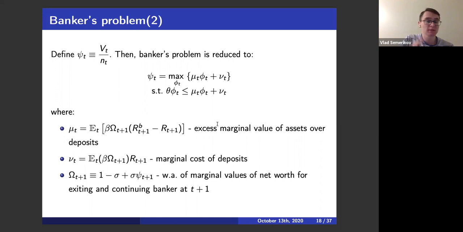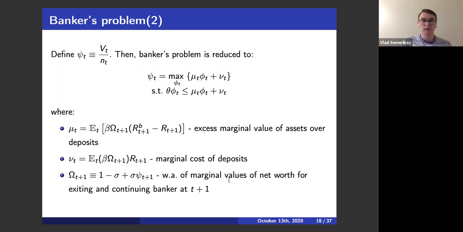Also, let's define, as the authors do, Tobin's Q, the ratio of V_t to net worth, as psi_t. So the banker's problem is reformulated such that this constraint is exactly the incentive compatibility constraint, and mu_t is the excess marginal value of assets over deposits. nu_t is the marginal cost of deposits. And omega_t+1 is the additional multiple on the discount factor, which is the weighted average of the marginal values of net worth for the exiting and continuing banker at t+1. For the exiting banker it's just one, because he or she just consumes the net worth, and if the banker continues, it's exactly this term.